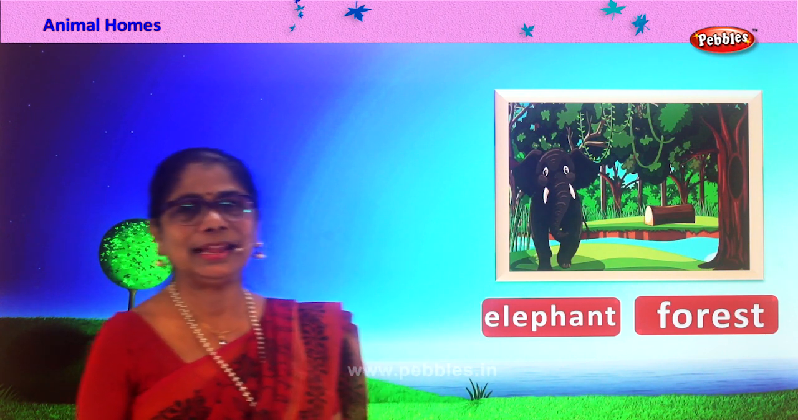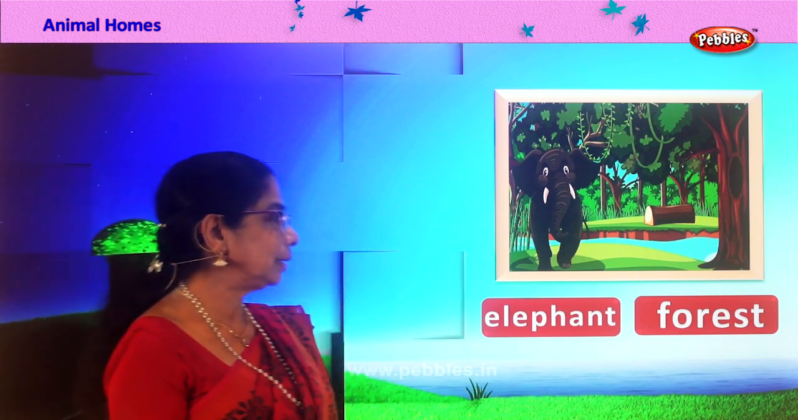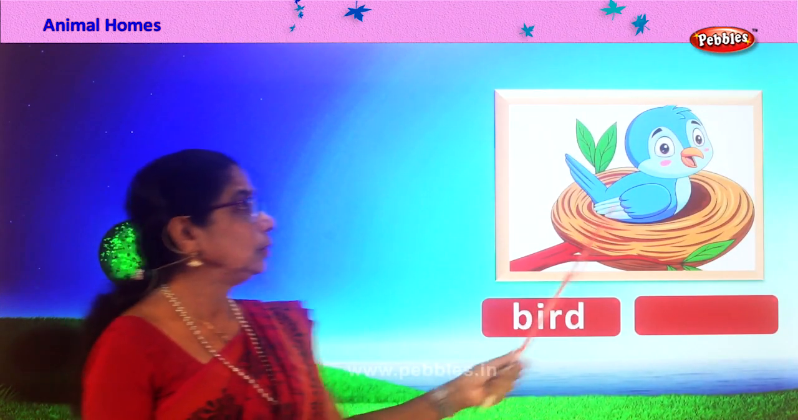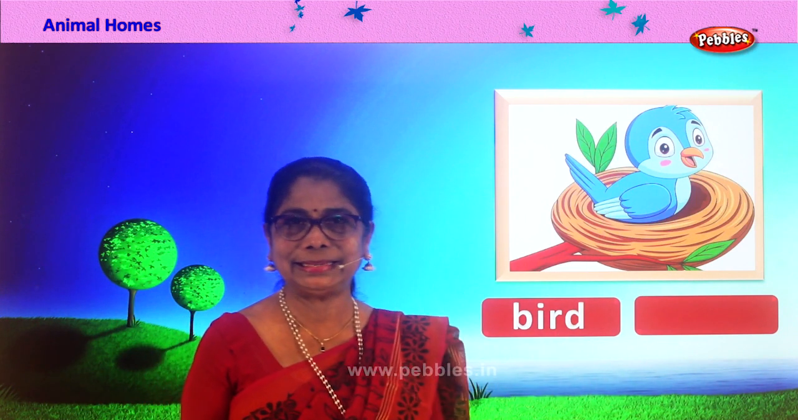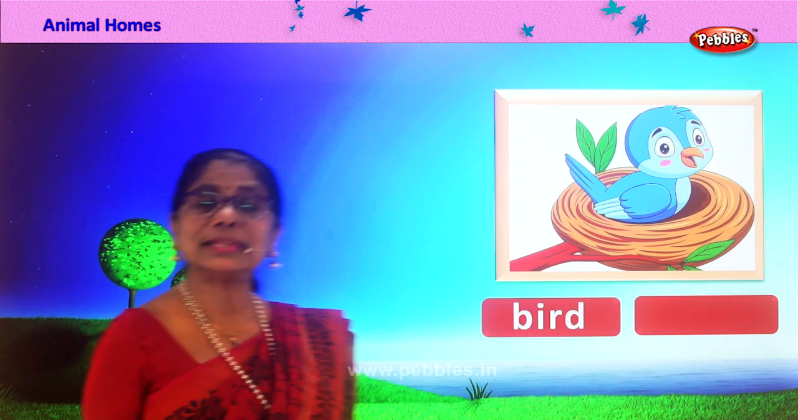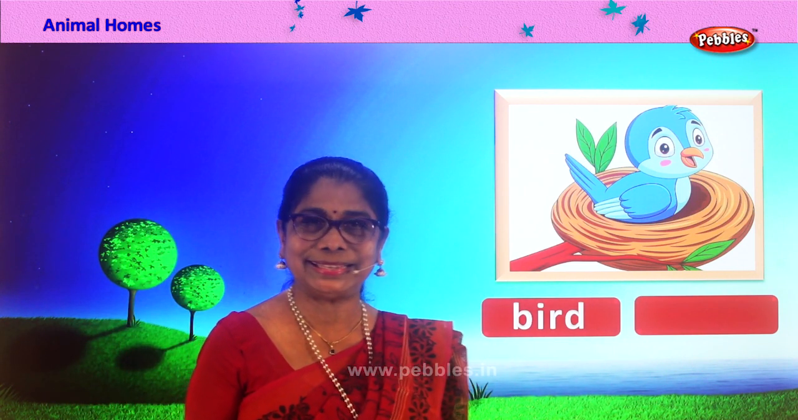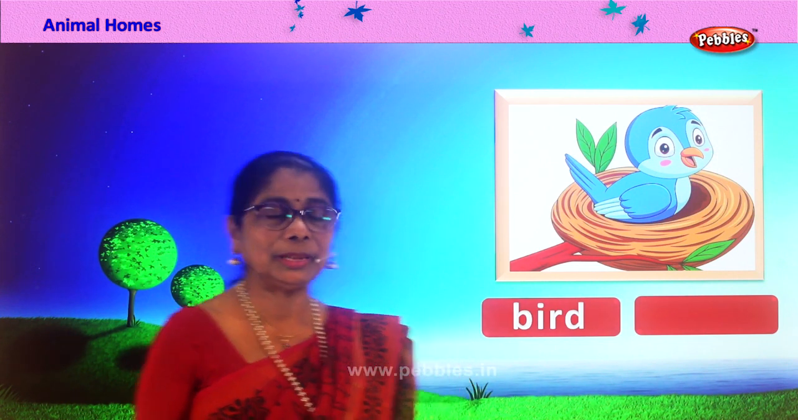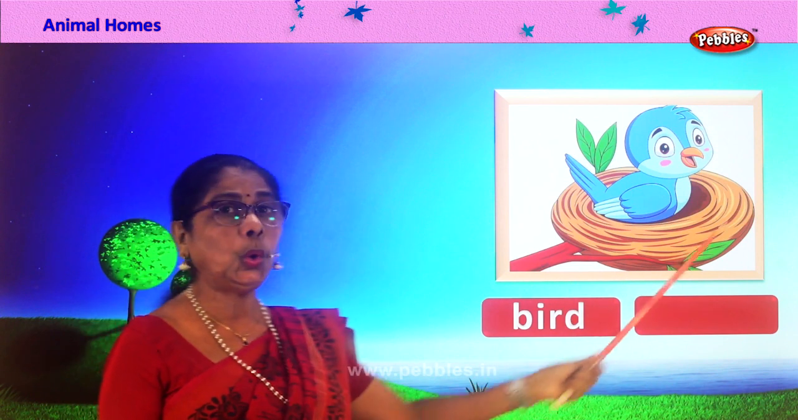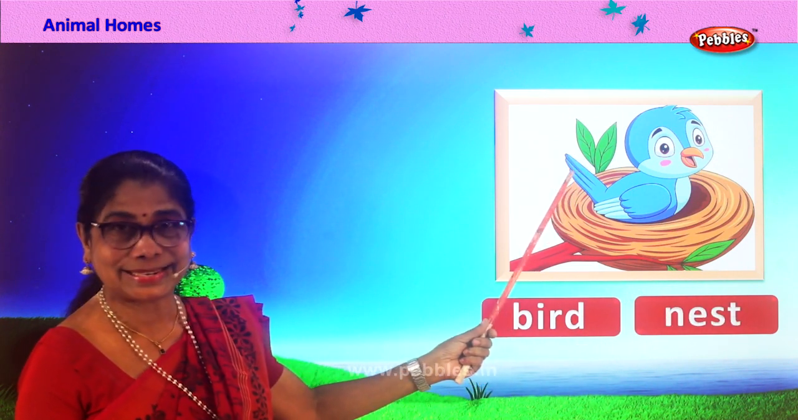Let's look at another animal and its home. Look. With this little birdie. Bird. Bird makes its own home on the top of tall trees where he cannot touch. Between branches he makes a lovely little home. And the bird's home is called a nest.